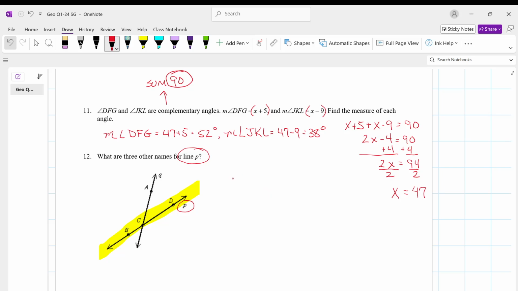So we could call this line, here's the symbol for line, line BC, line CD, or we could call it line BD. Because points B, C, and D are all on the same line. And you only need 2 points to describe a line. 2 collinear points describe a line, or a lowercase cursive letter.